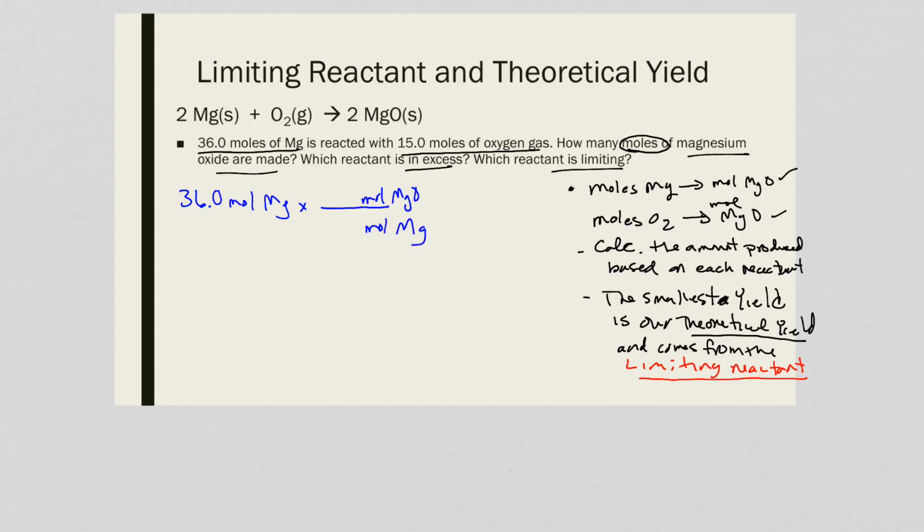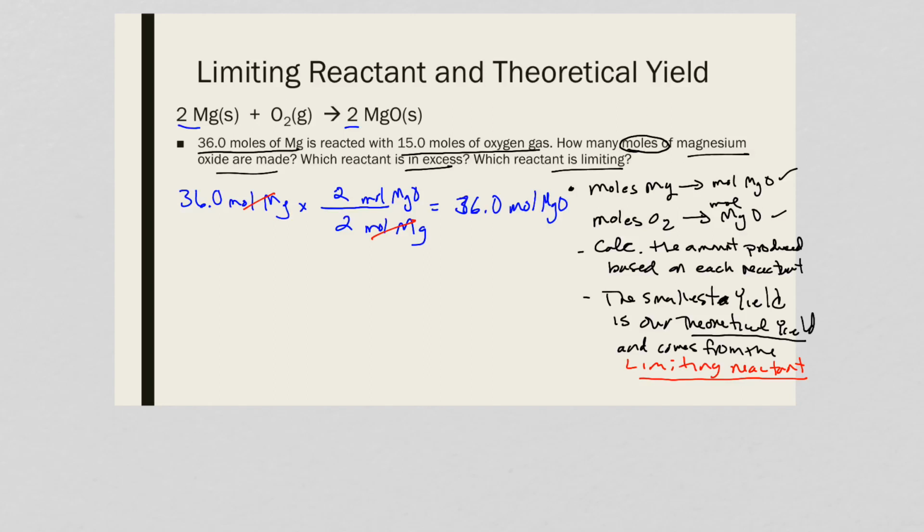And so we go to our balanced equation, and we see that for every 2 moles of magnesium, we can make 2 moles of magnesium oxide. So we have 2 and 2. And so moles of magnesium cancel, and we get 36.0 moles of magnesium oxide.